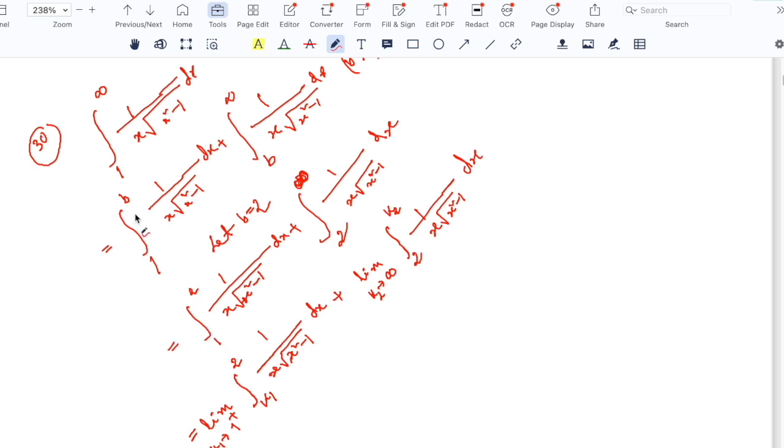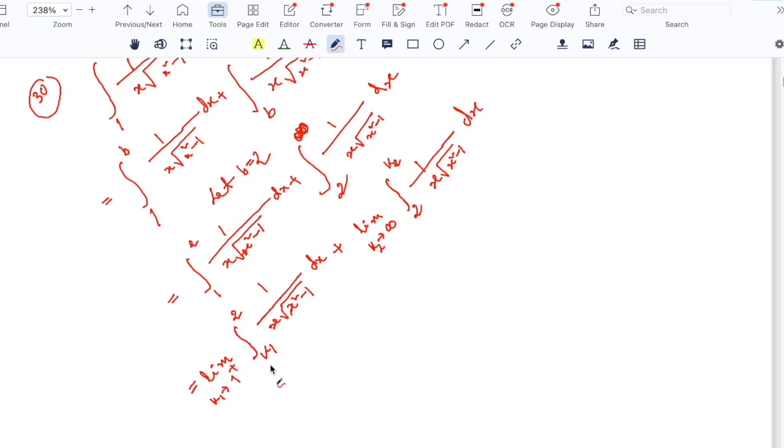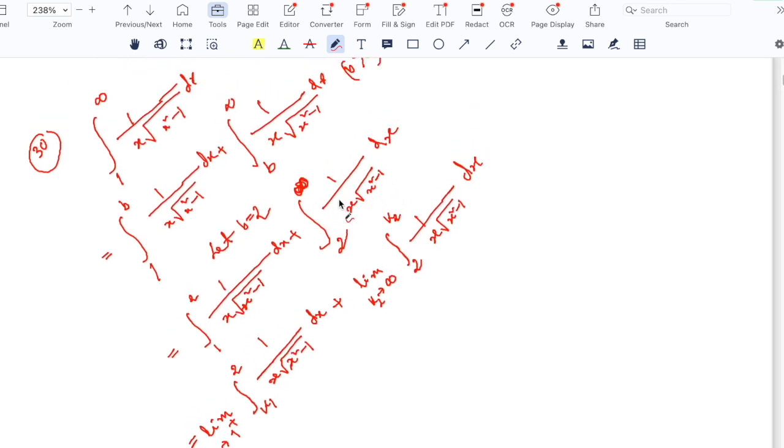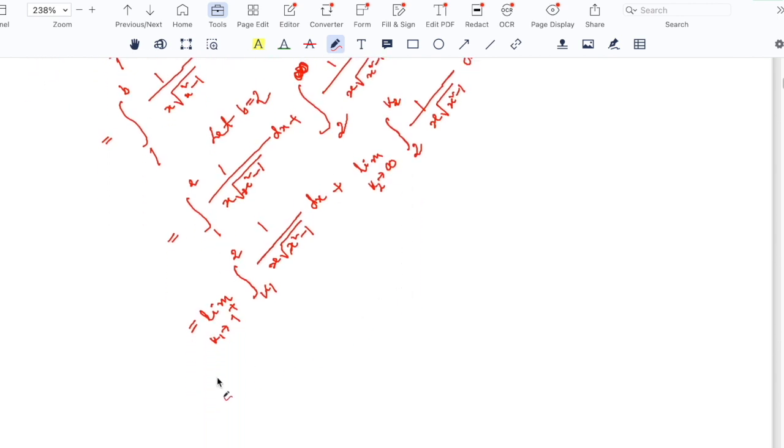So let me replace b by 2. This integral becomes 1 to 2 and 2 to infinity. Now this integral is improper. Why? Because of the lower limit. That's why I replace the lower limit by k1, and by definition we should put limit k1 tends to 1 plus because it is the lower limit. And again this integral is improper because of infinity, so I replace infinity by k2 and I write limit k2 tends to infinity.